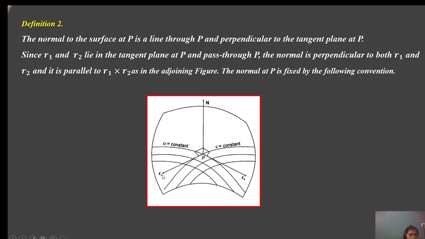Both R1 and R2 cross at the point P, and the tangent of the curve goes to another point. R1 is generated with u equals a constant and R2 is generated with v equals a constant. These are the coordinate lines for this point, perpendicular as well as crossing at the point, and the normal is generated at P. Okay, this is the fixed point shown for this form.